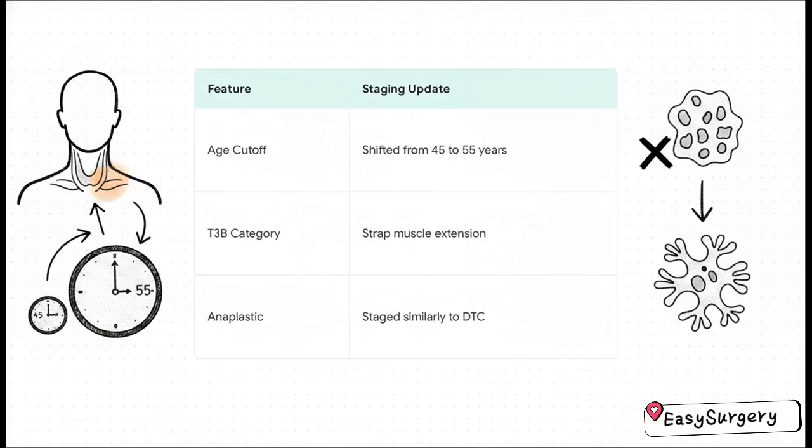We also have a massive shift in the age cutoff for prognosis, moving from 45 way up to 55 years. And crucially, anaplastic carcinoma is no longer just automatically slapped with a T4 category. It's now staged much more similarly to differentiated thyroid cancers.